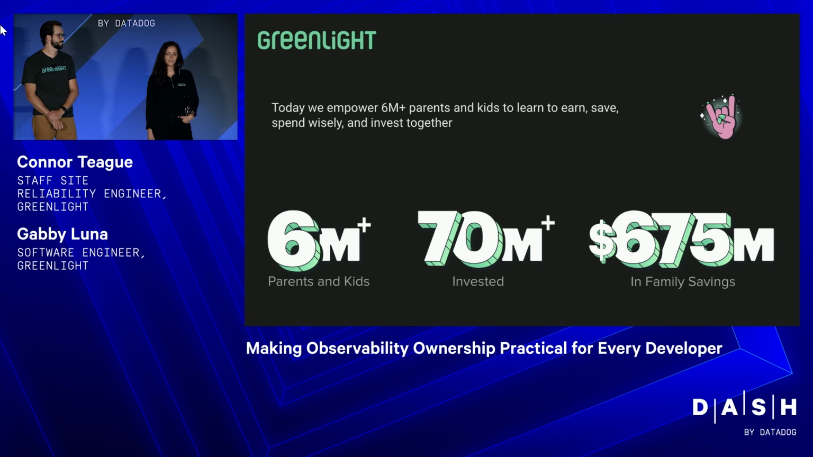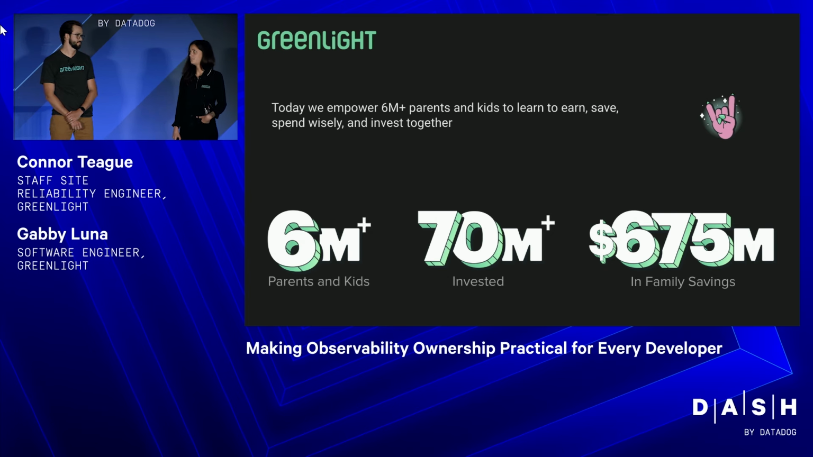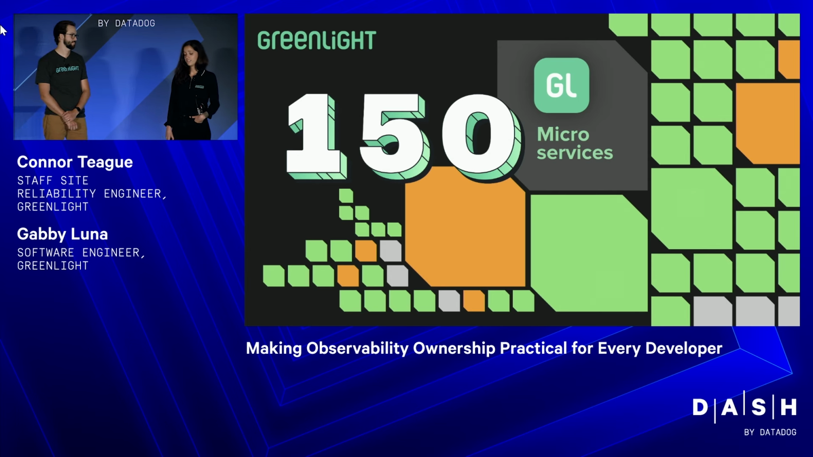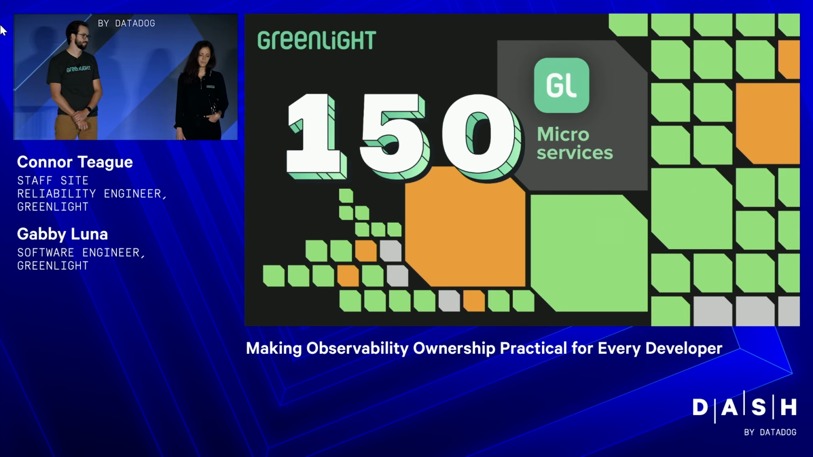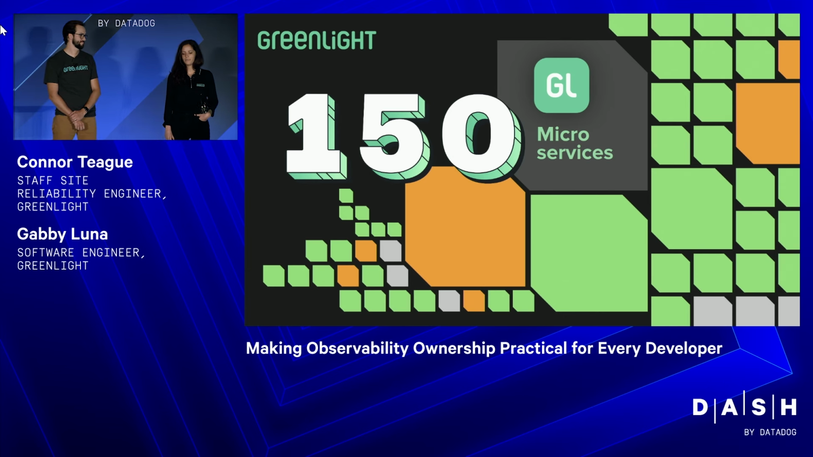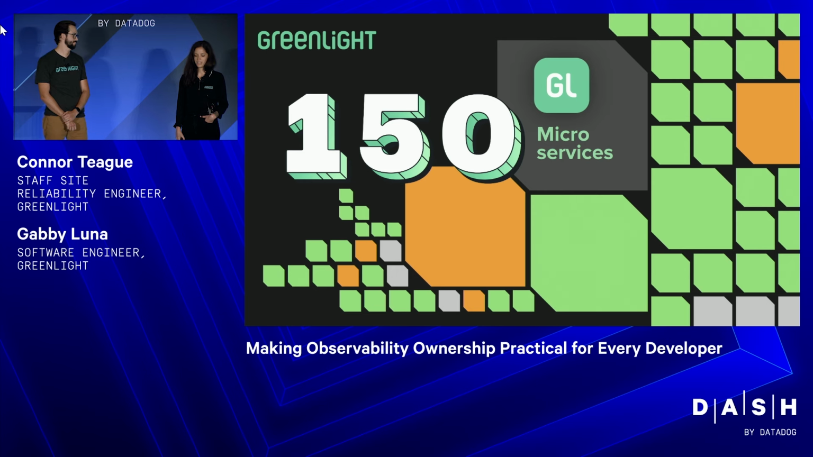We currently support over 6 million parents and kids, and we have helped them invest over $70 million. We've helped them put hundreds of millions of dollars in family savings as well. Behind the scenes, we, the engineers, develop and maintain over 150 microservices and counting as we continue to expand our service catalog every day. This little graphic represents all of our active services that have been deployed in all of our environments, from dev, QA, staging, prod.